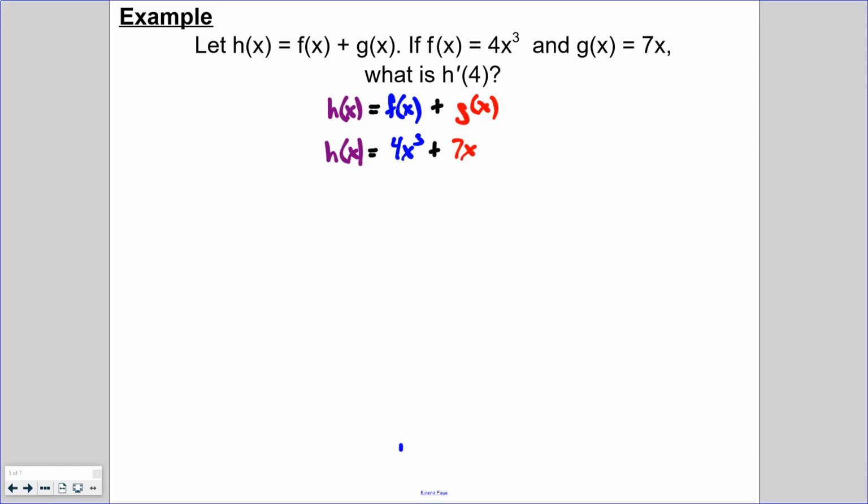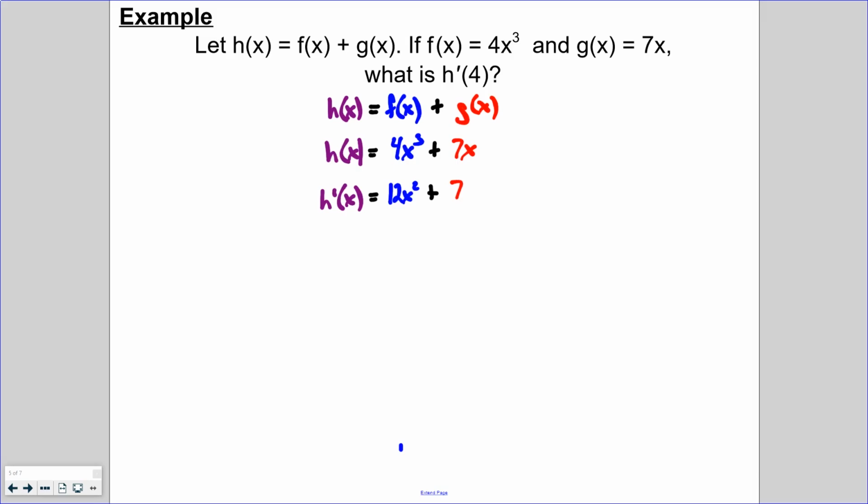So when we want to take the derivative to find h prime of x, all we're going to do is take the derivative of each individual term. So the derivative of 4x cubed, we're going to use the power rule, and we're going to end up with 12x squared, plus the derivative of 7x is just going to be 7.